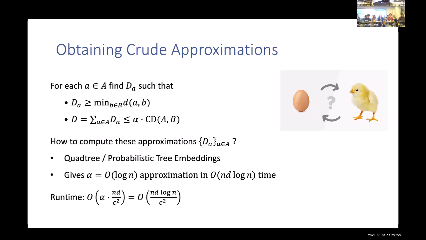But it turns out you can get very crude approximations to these distances in Euclidean space, up to polylog factors, in near linear time. This is the so-called quadtree embeddings. Based on this theory of probabilistic tree embeddings, you overlay a randomly shifted grid, you create a tree based on the randomly shifted grid, and then you find your nearest neighbors using this.